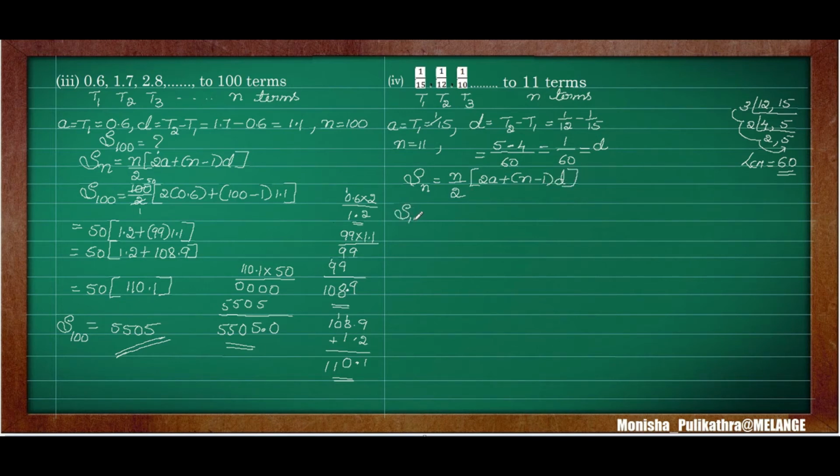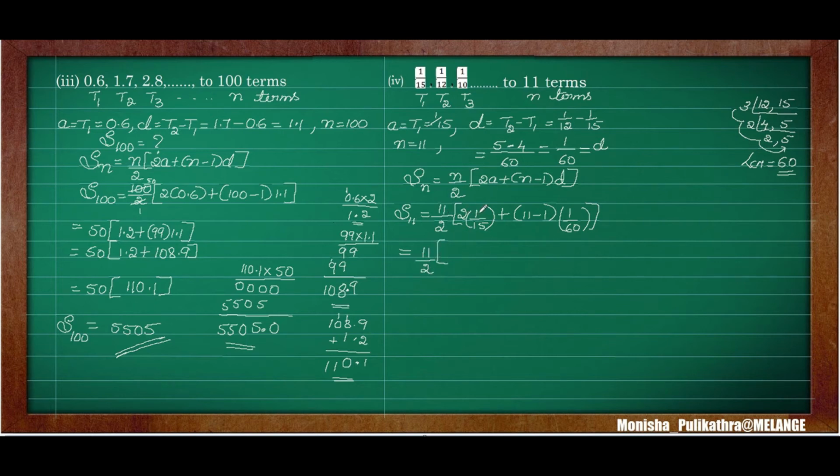Here we need to apply S11. N is 11 here. So 11 by 2 into 2 times 1 by 15, A is 1 by 15, plus n is 11, 11 minus 1 into D, which is 1 by 60. Since it is not divisible, we can write it as it is, 11 by 2.